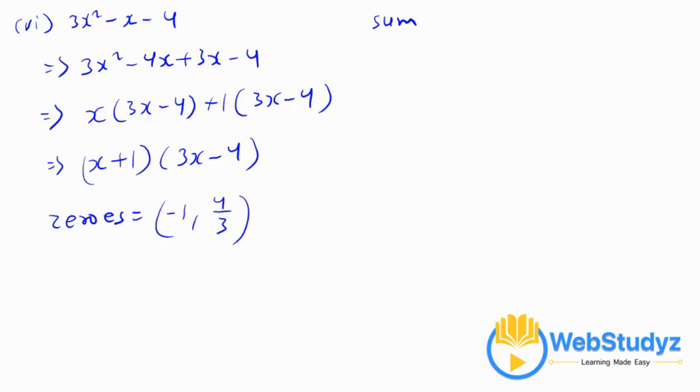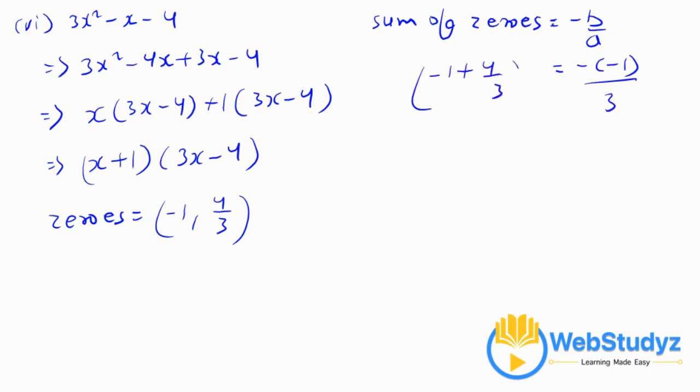So the sum of zeros will be minus b by a, and minus b is minus of minus 1 and a is 3. Again, sum will be minus 1 plus 4 by 3. So this will be 3. This will be minus 3 plus 4 is equal to 1 by 3. So this will give us the value as 1 by 3 is equal to 1 by 3.